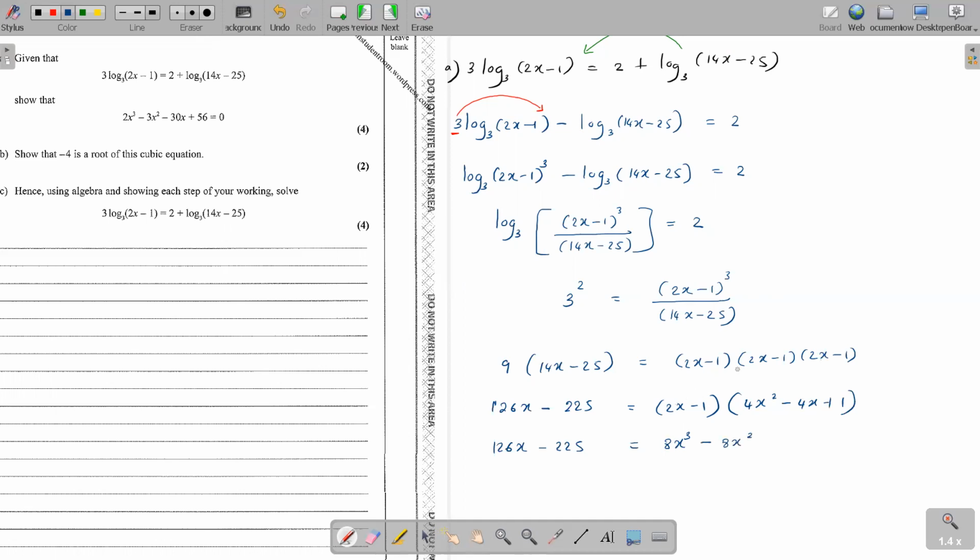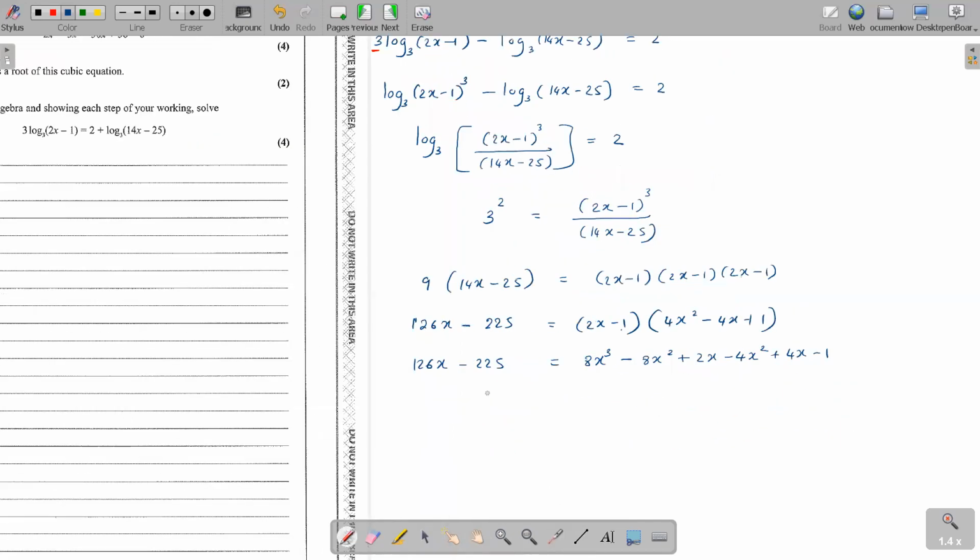8x squared, 2x into 1 is plus 2x, then minus 1, now open the bracket with minus 1: minus 4x squared, plus 4x minus 1, right? So minus 4x squared plus 4x minus 1. So now it's a matter of taking everything to one side, and I think it should quite easily rearrange itself to give you the result.